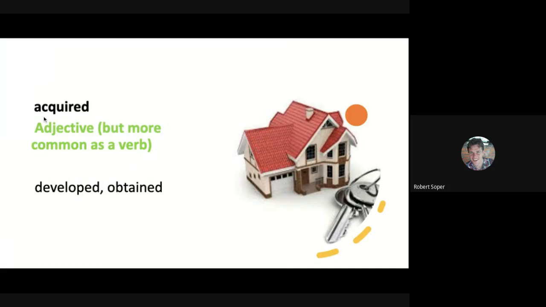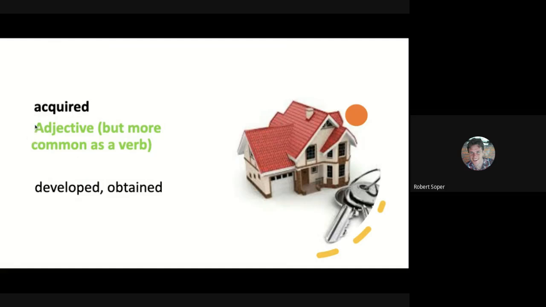This word is acquired. Acquired can be an adjective, but it's more common to use it as a verb. So using this spelling, it would be the simple past verb. So one more time, it can be an adjective, but it's more common to use it as a verb. It basically means developed or obtained.